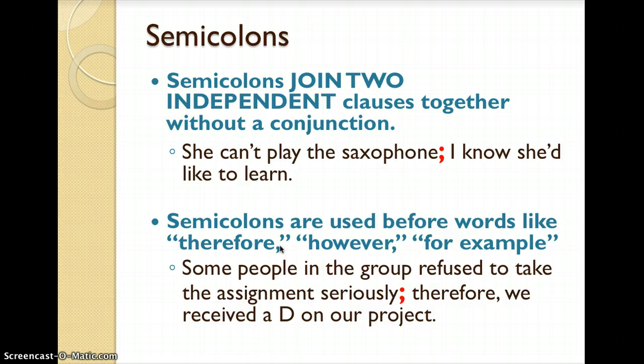And another use is before words like therefore, however, or for example. So you would put it before that word and then put a comma after. So some people in the group refuse to take the assignment seriously, semicolon, therefore, comma, we received a D on our project. So in these cases, you would put a comma after the joining word and a semicolon beforehand.